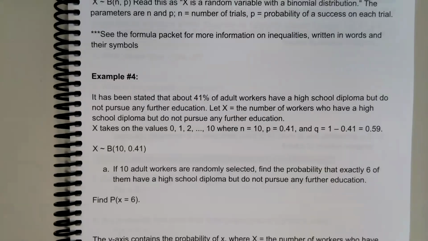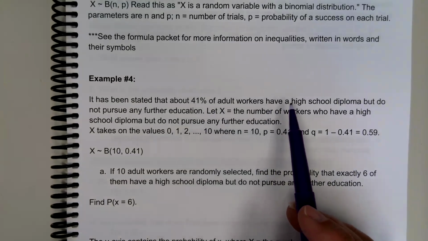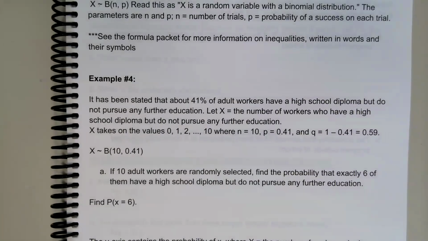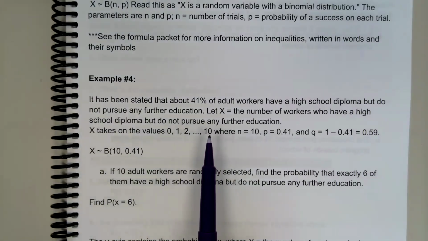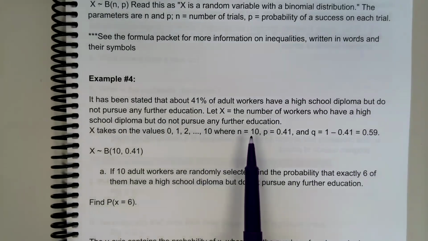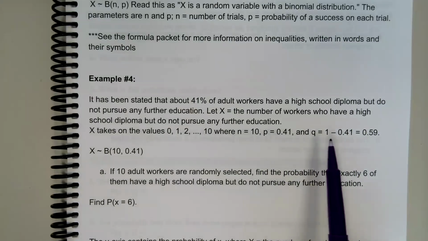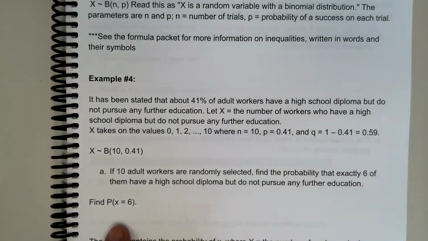So let's look at example 4. It says, it has been stated that about 41% of adult workers have a high school diploma, but do not pursue any further education. Let X be the number of workers who have a high school diploma, but do not pursue any further education. Okay, so X takes on the values of 0 to 10. There are 10 of them that they ask the question. Probability of success is 0.41, and so the probability of failure is 0.59. And so this is how we describe the distribution.